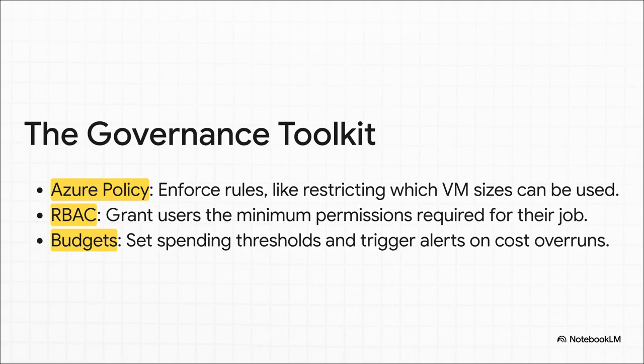First, they use something called Azure Policy to set hard rules like, nope, you can only deploy these specific cost-effective machine sizes. Done. Then they use Role-Based Access Control, or RBAC, to make sure only the right people can deploy VMs at all. And for the final safety net, they set up budgets that scream for help if spending starts to get out of control. It's a beautiful, automated system of control.